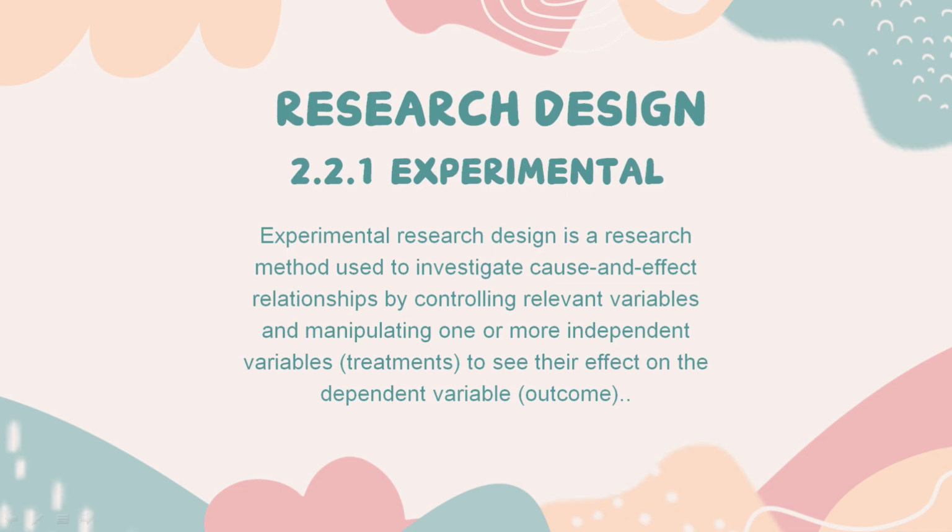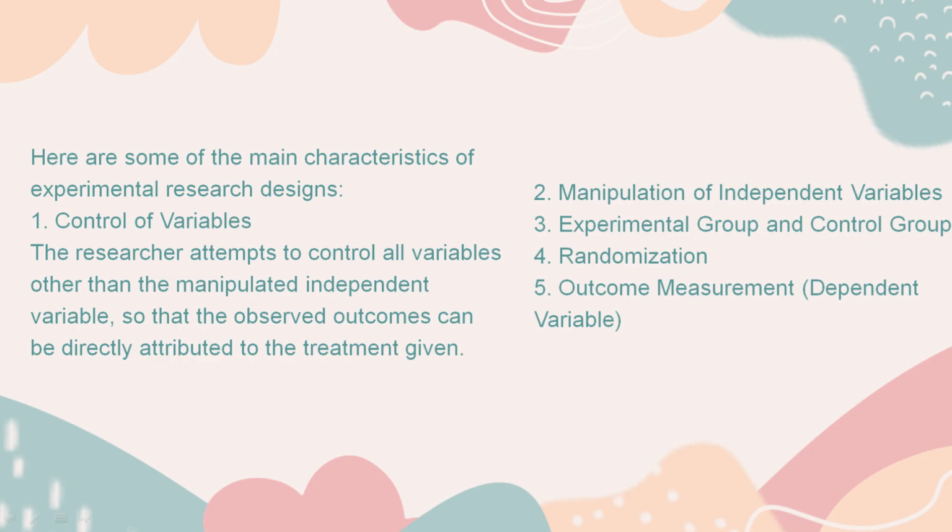So experimental design is used to see cause and effect between variables by manipulating one or more independent variables. Next, here are some of the main characteristics of experimental research design. The first is control of variables. The researcher attempts to control all variables other than the manipulated independent variable, so that the observed outcomes can be directly attributed to the treatment given.